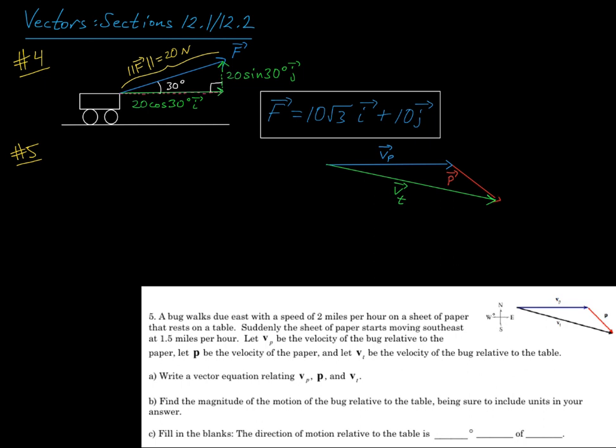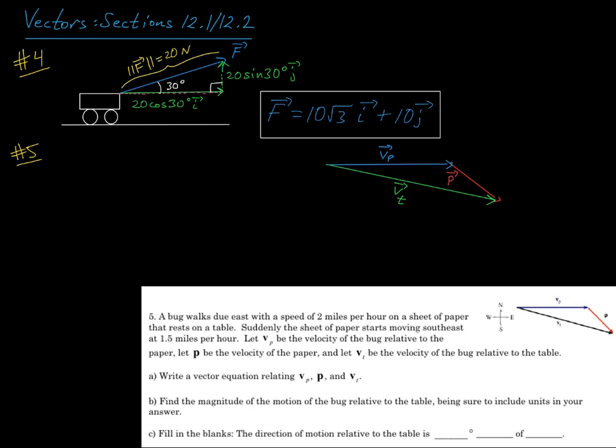Okay, so you're given this diagram here with a little compass. Okay, so due east is to the right, and then north is up, right? So I've copied that diagram here. And so again, v sub p, this is the velocity of the bug relative to the paper. So when the paper was not moving, we were told that the bug was walking due east, so just to the right with a speed of 2 miles per hour. Okay, so that's this vector v sub p.